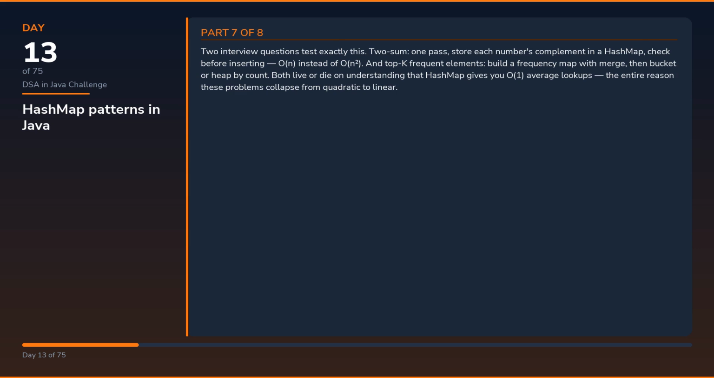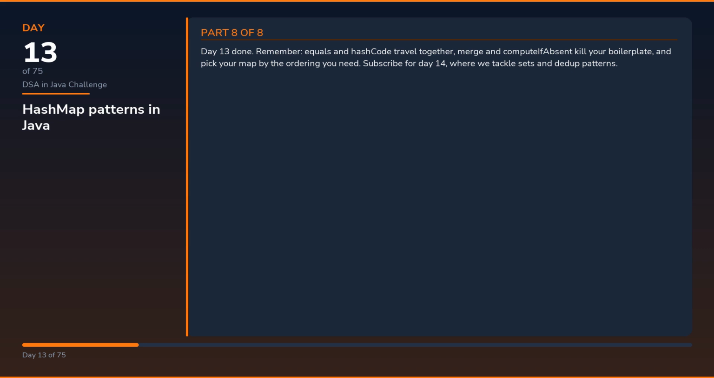HashMap. 2 interview questions test exactly this. Two Sum, 1 pass, store each number's complement in a HashMap, check before inserting, O(n) instead of O(n²). And top K frequent elements. Build a frequency map with merge, then bucket or heap by count. Both live or die on understanding that HashMap gives you O(1) average lookups. The entire reason these problems collapse from quadratic to linear.